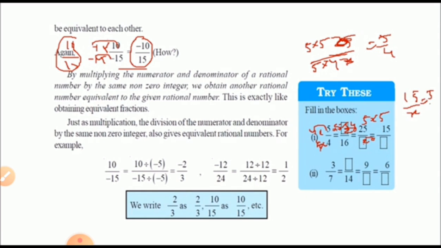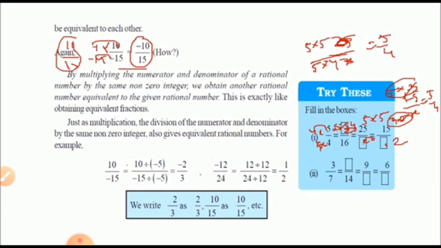Next one, 5 became 15. So what will come below, son? X. How did it become X? Before that it was 5 upon 4. 5 became 15, 5 3s are 15. Multiply there. Here also you can write 4 into 3. That will be the answer, 12. The answer will come as 12. Is it or not? These are called equivalent fractions.